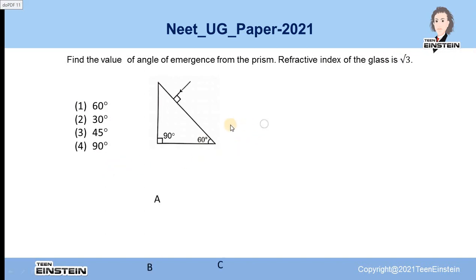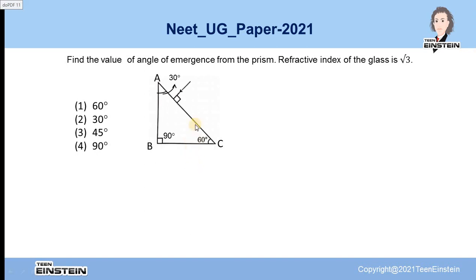So let us name that triangle or the prism as ABC, and you have AC refracting surface where the ray incidents normally. Before we solve the problem, let us see the simple geometry, and out of which we can say that the angle A is 30 degrees.